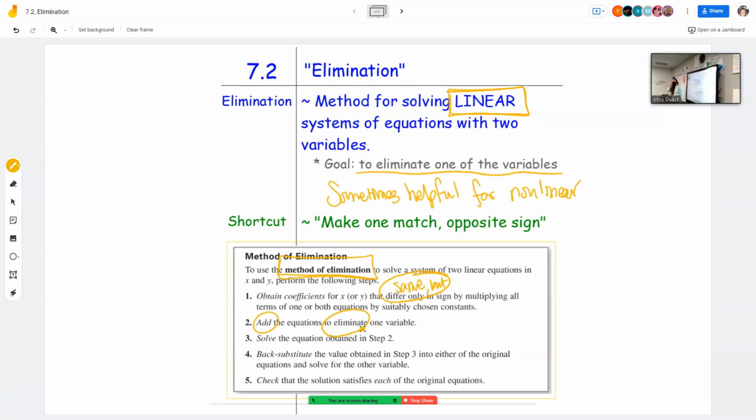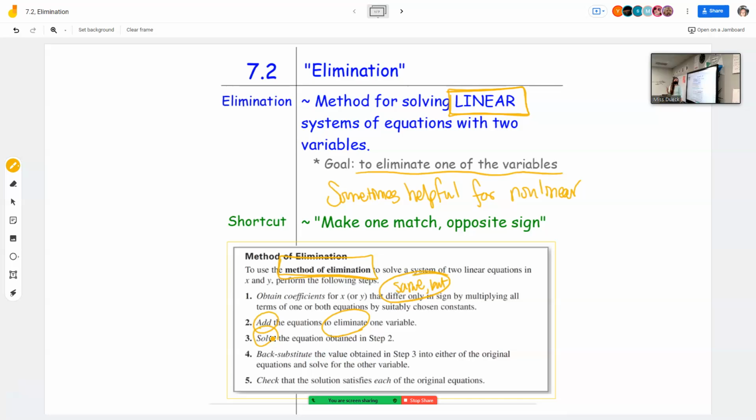Now wait a minute. If they're the same and I add them, oh, but they're the same but what? Opposite. If they're the same number but different signs, if you add 2x and negative 2x, what happens? They go away. So the whole key is, once again, we're going to be able to add to eliminate because we've made them the same but opposite. Step number 3 says what? Solve. Yeah, you have an equation, solve it. Using what? I don't know, whatever algebra, whatever pre-calc, whatever stuff you know to solve.